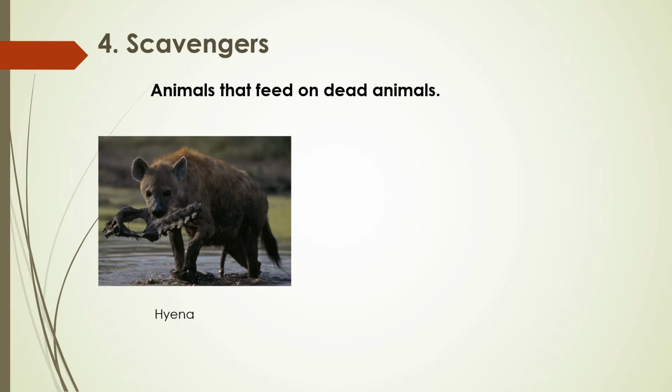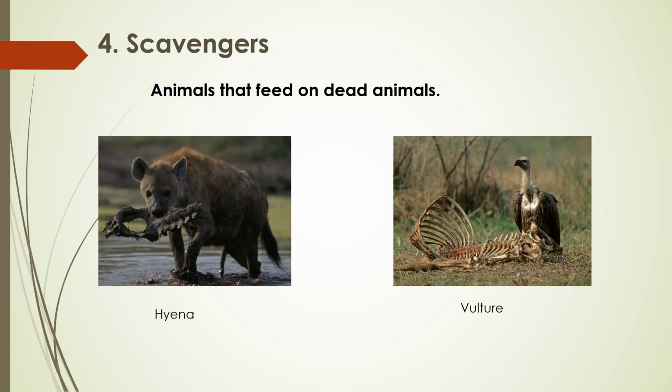Some of the examples can be hyena. So hyena is a scavenger. They feed on dead animals, and therefore they also clean the environment. Another example is a vulture. A vulture doesn't hunt other animals, but they wait for the hunt by other animals, and they feed on the dead remainings of the animals.